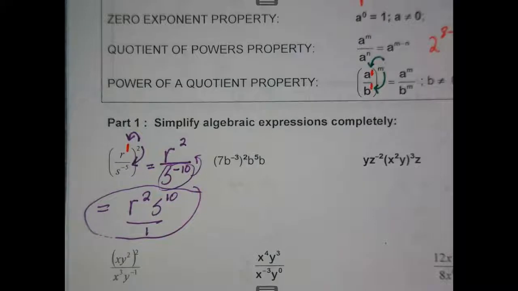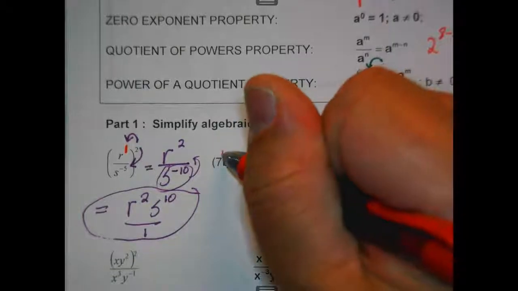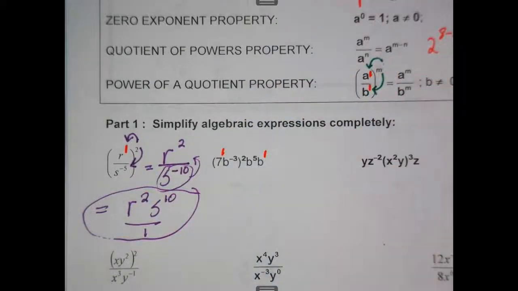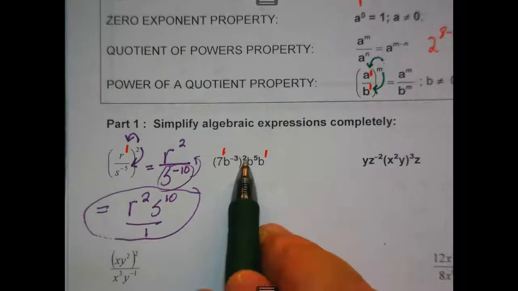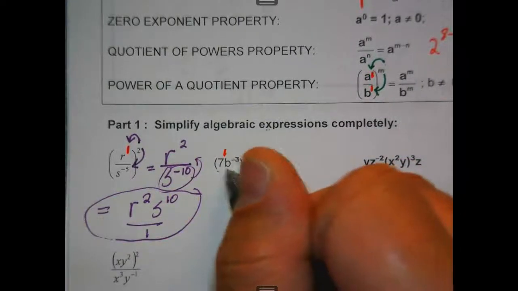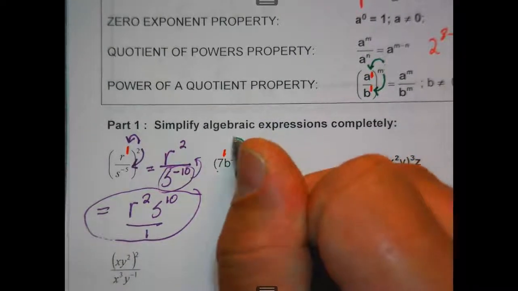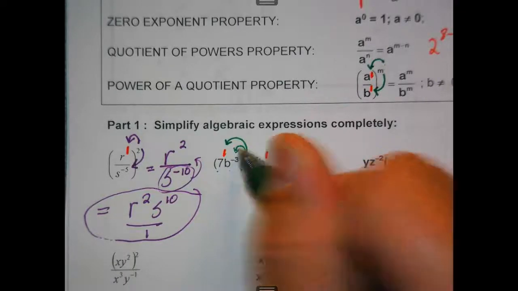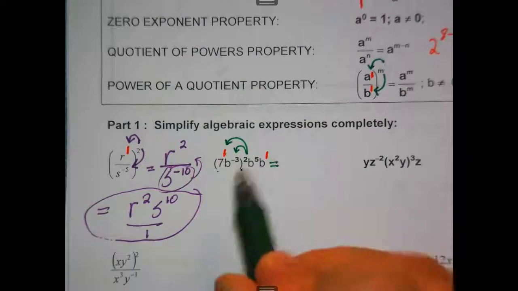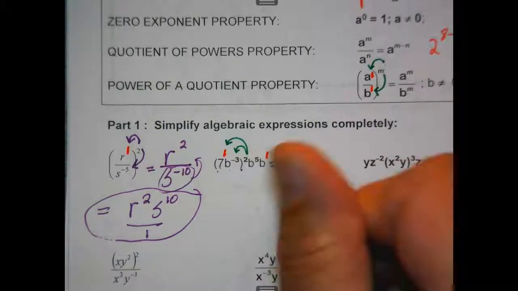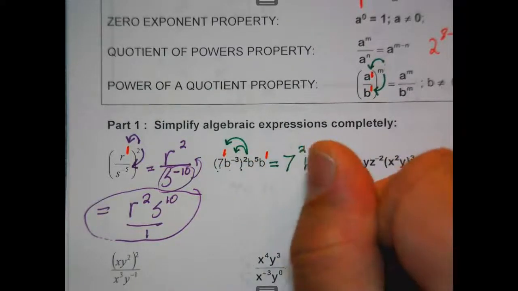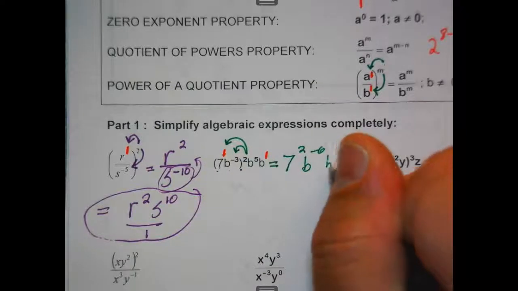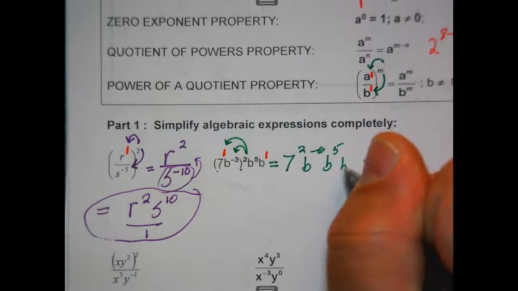Okay, second example. I have a couple of things going on here. First of all, I'm going to put 1s for the exponents, just so I don't make a mistake. And it looks like I have a power to a power, so parentheses with different bases. So I'm going to multiply the exponents. So I get 7, 1 times 2 is 7 squared. B to the negative 3 times 2 is negative 6. B to the 5th. And b to the 1st.